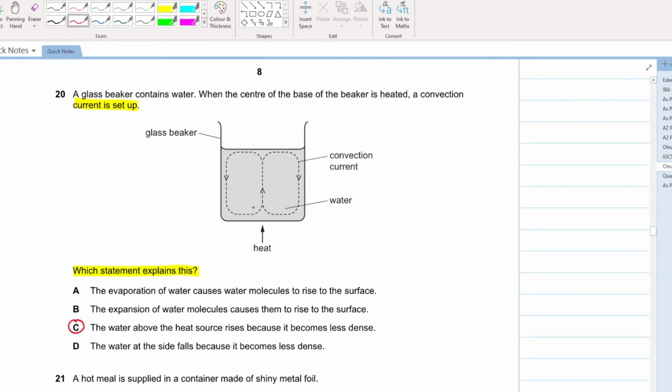So the water here at the surface gets heated up, expands, and becomes less dense. Hence it rises. To fill the place of this water, cooler water, or more dense water, from the top falls to the bottom. C is your answer.